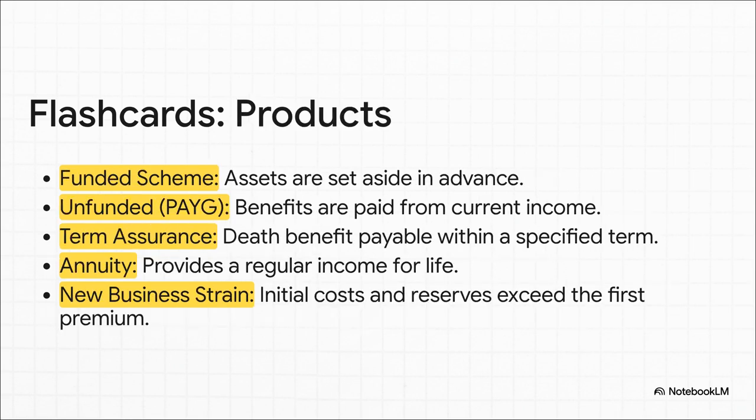Funded scheme, assets are saved up in advance to pay for promises. That's most private pensions. Unfunded scheme, or PAYG, today's contributions pay for today's benefits. Think state pensions and their intergenerational IOUs. Term assurance and annuities, two sides of the same mortality coin. One protects if you die too soon, the other if you live too long. And new business strain. The weird fact that selling a ton of new policies can actually create a short-term capital crunch for a life insurer.